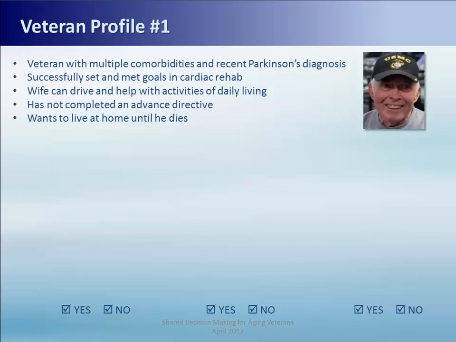Now let's practice with some case studies. This is a Marine veteran with multiple comorbidities and a recent diagnosis of Parkinson's. When he was in cardiac rehab, he successfully set and met goals. His wife can drive and assist him with activities of daily living, such as preparing meals and getting dressed. He has not completed an advance directive, and he wants to live in his own home until he dies.